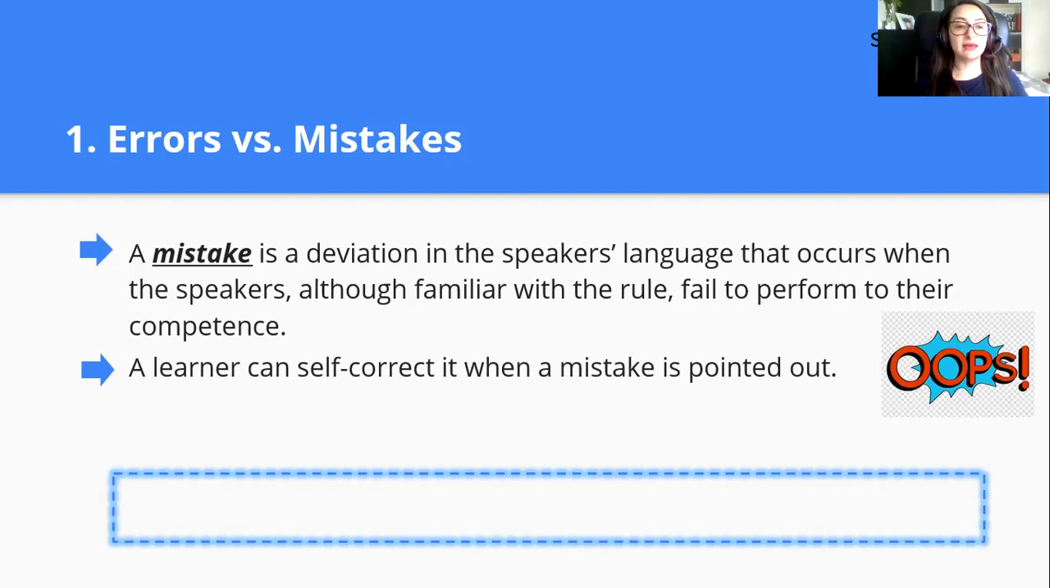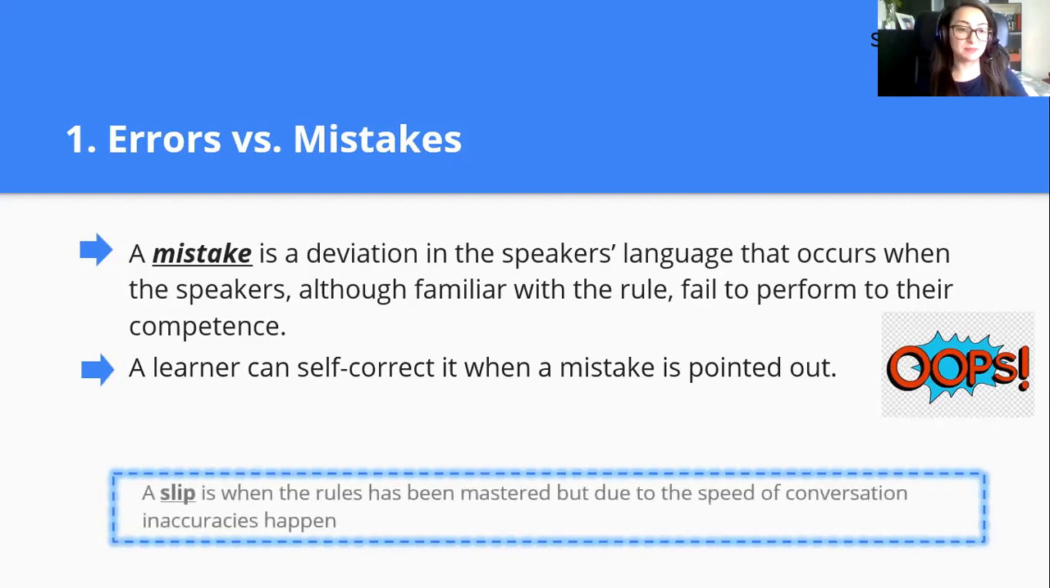Now, you probably have heard the term slip also. Well, a slip is a type of mistake, and it occurs because the student is maybe speaking too fast. And of course, they're bound to make a slip. We all make mistakes. We all make slips, even us teachers.